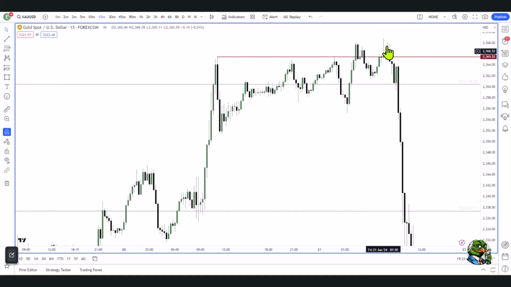Now this here I like. This little move down is between the high of London and the open of New York. This is around 8 a.m. New York. Now I really like the fact that New York is opening high. Whenever you see New York opening high, then high probability we're going down.